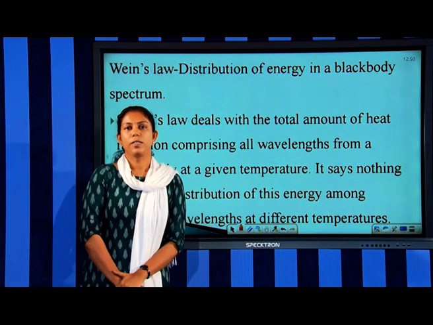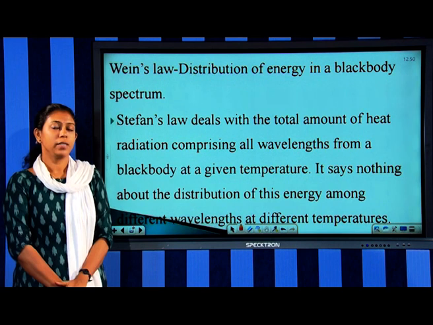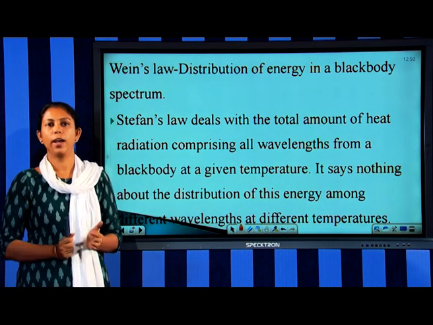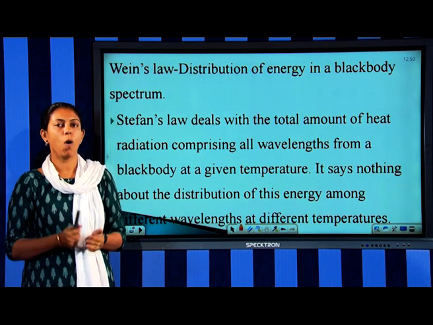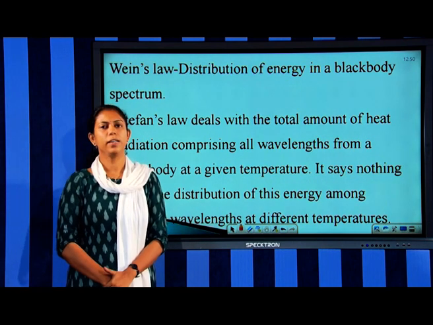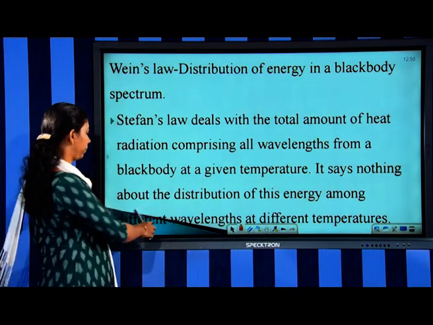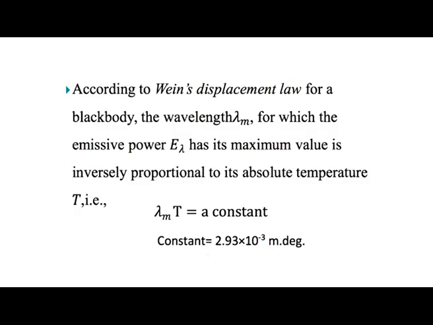Next, Wien's law, which describes the distribution of energy in a black body spectrum. Stefan's law deals with the total amount of heat radiation comprising all wavelengths from a black body at a given temperature. It says nothing about the distribution of this energy among different wavelengths at different temperatures. According to Wien's displacement law, for a black body, the wavelength lambda m, for which the emissive power E lambda has its maximum value, is inversely proportional to its absolute temperature T.